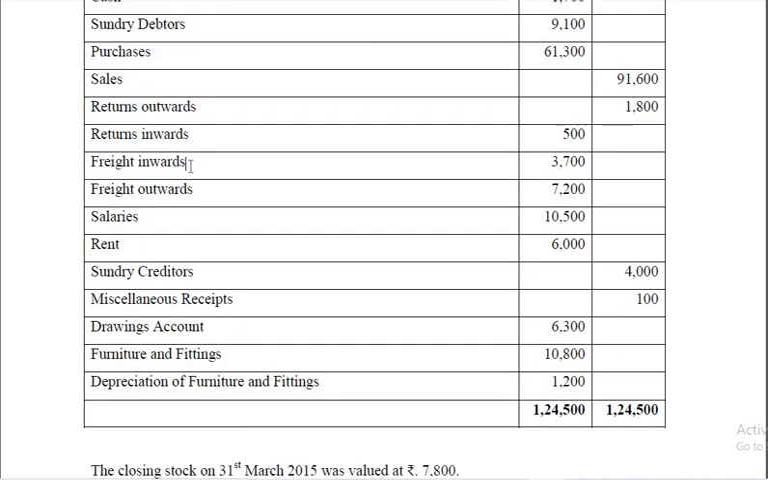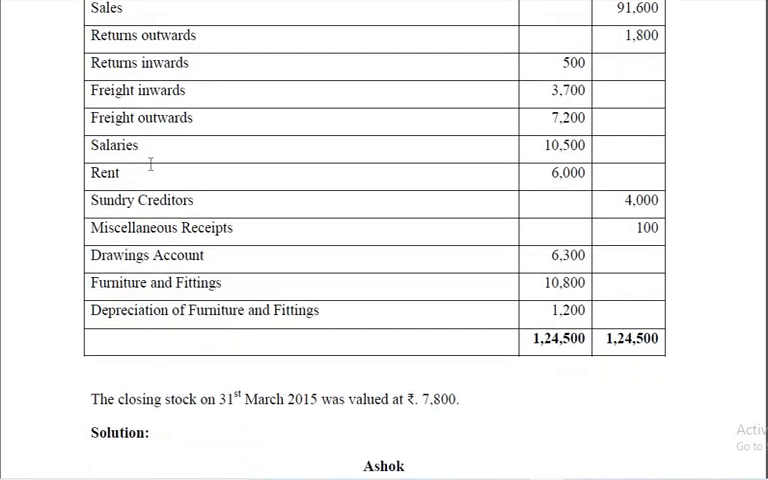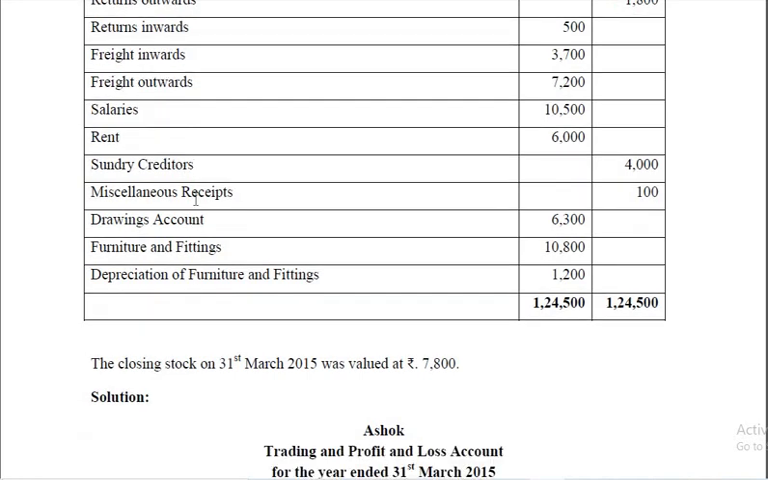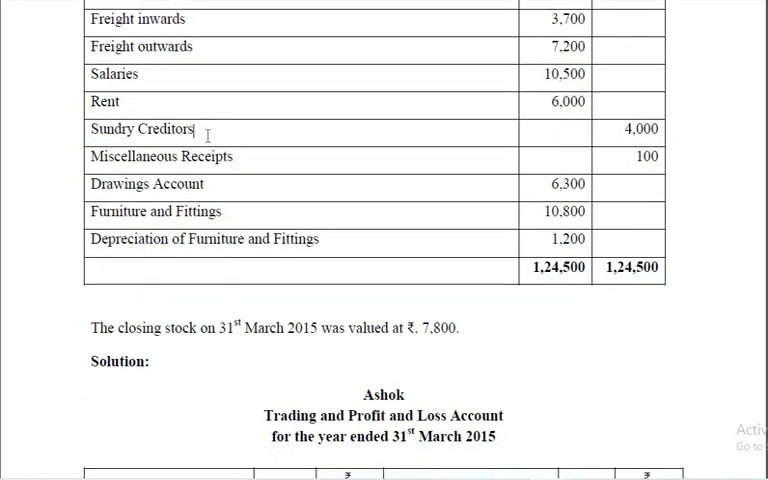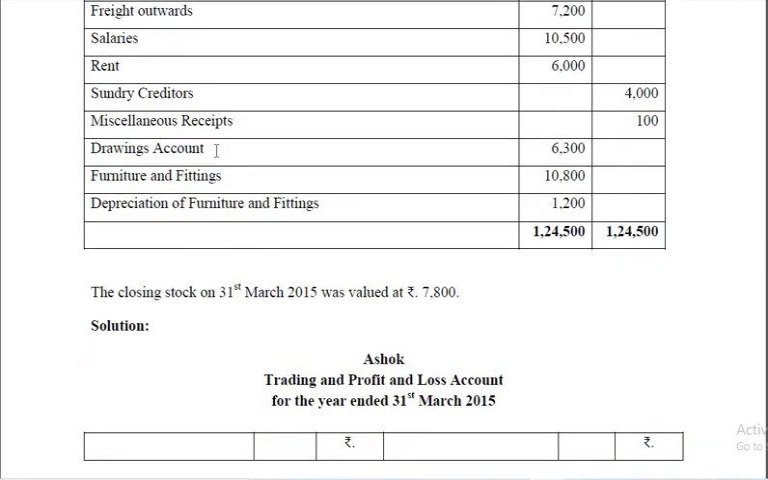Freight inwards, that is direct expense, will come to the trading account. Freight outwards, that will come to the profit and loss account, because that's on sales. Salaries, rent, these are the items of profit and loss account. They are indirect expenses. Sundry creditors, that is a personal account that will come to the balance sheet. And we are not preparing the balance sheet in this problem. Miscellaneous receipts, that should be credited to profit and loss account. Drawings account will be deducted from capital account on the liabilities side of the balance sheet.